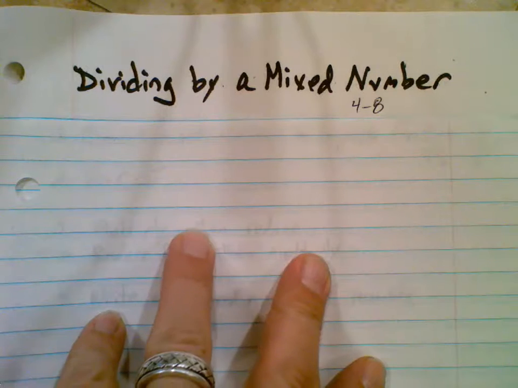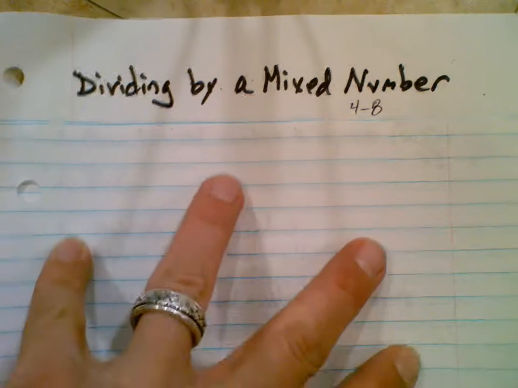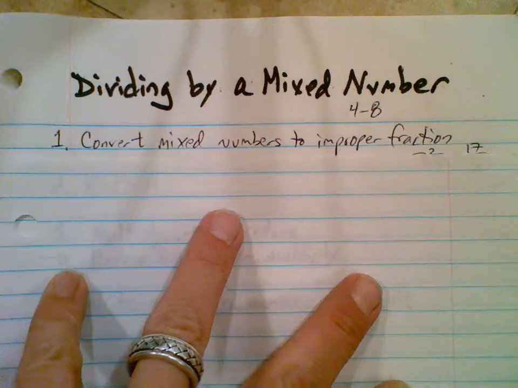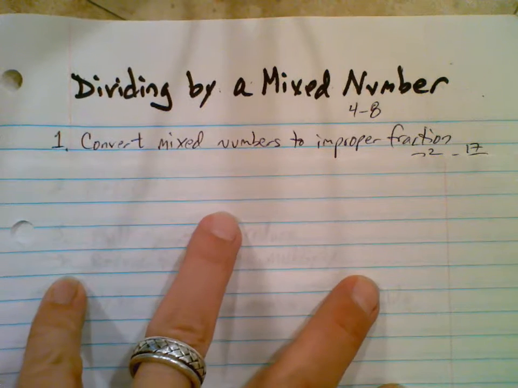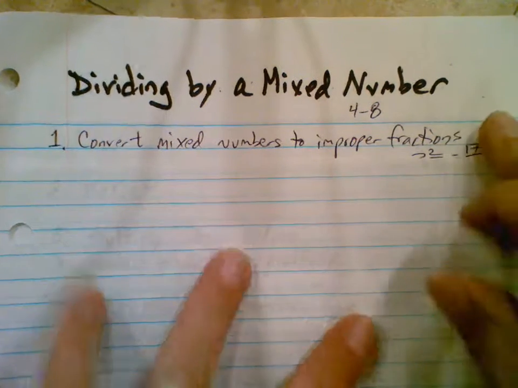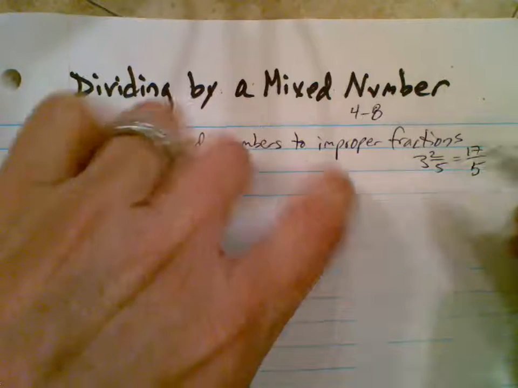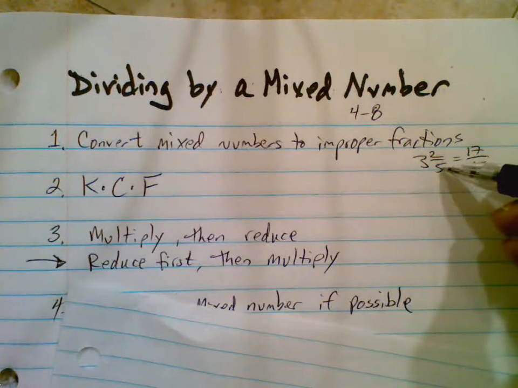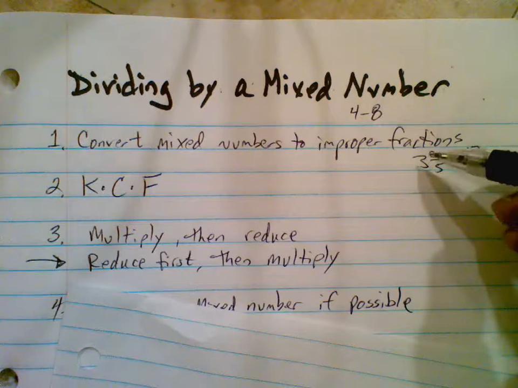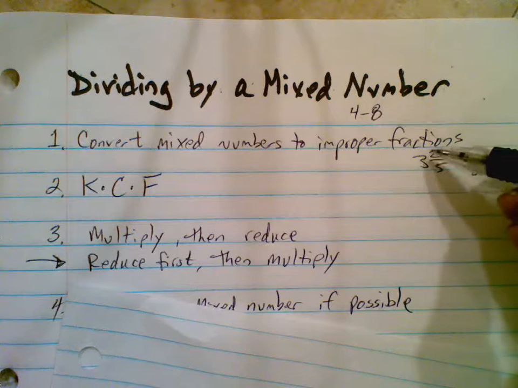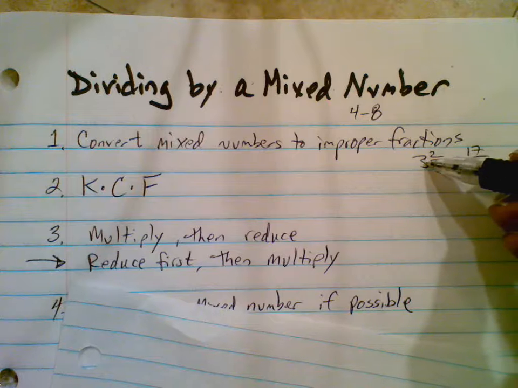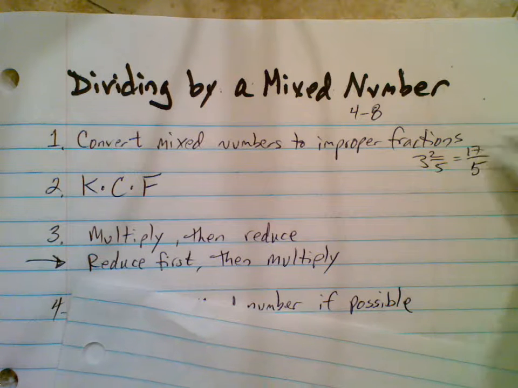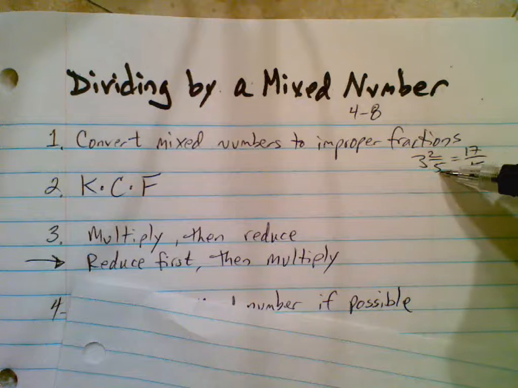In class, we went through a 4-step process to do this. Step 1 was to convert mixed numbers into improper fractions. So if I had 3 2/5, what I would do is I'd multiply the denominator 5 by the whole number 3 and add the top. So 5 times 3 is 15, plus 2 is 17, 17 fifths. So 17 fifths is the same as 3 2/5.